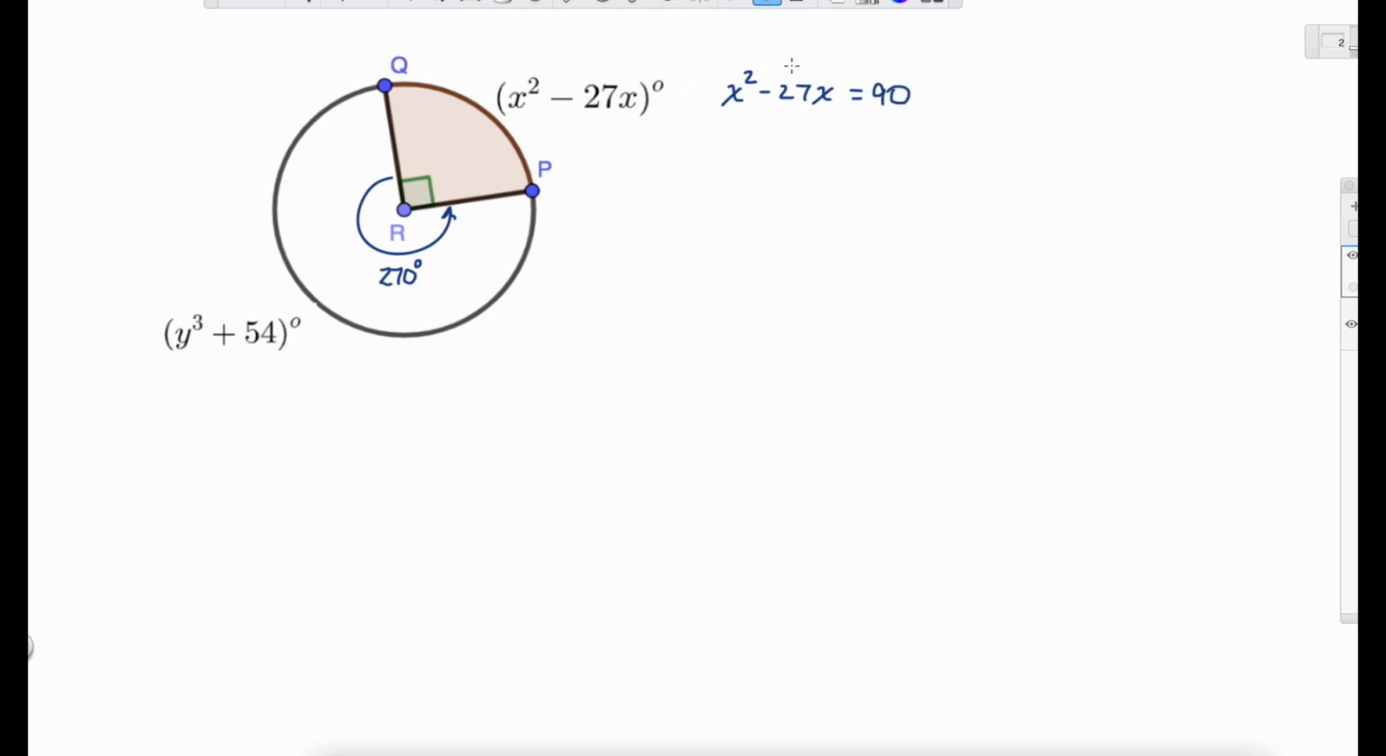We've got a quadratic here. I need to put this in standard form, so I'm going to bring the 90 over to the left by subtracting it. And now I have to factor it.